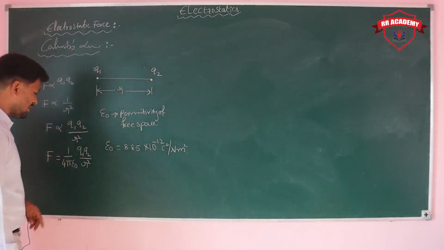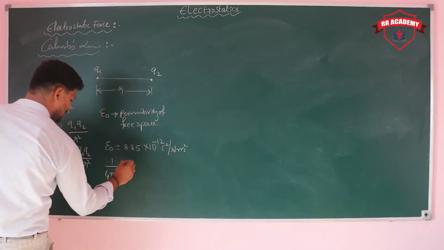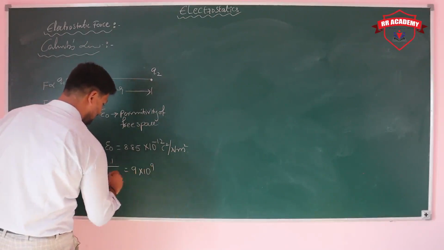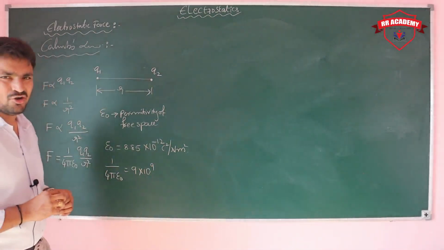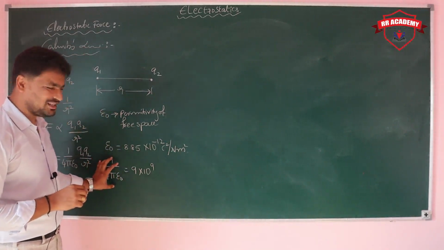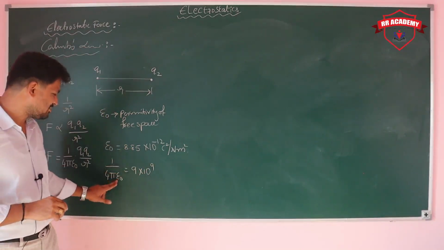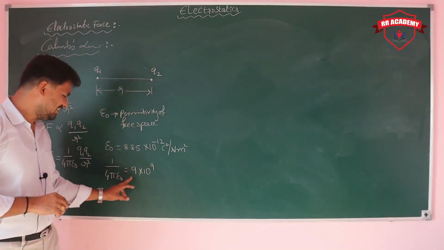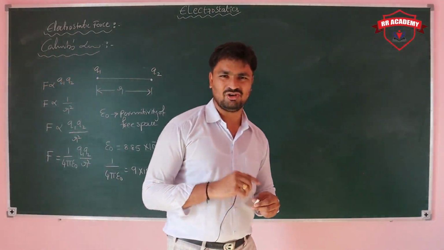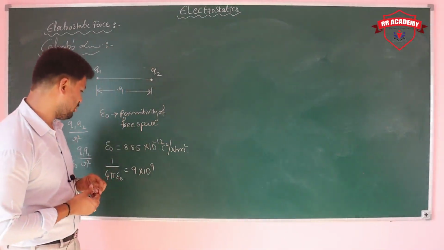If we simplify the value of 1 by 4 pi epsilon naught, we get 9 into 10 to the power 9. If you want to check, you can put in the value and you get 9 into 10 to the power 9. This can help when solving numerical problems.